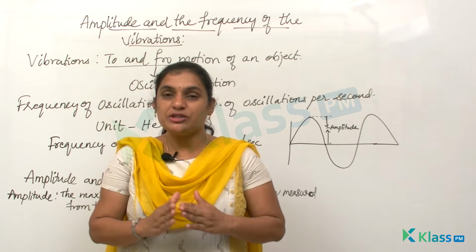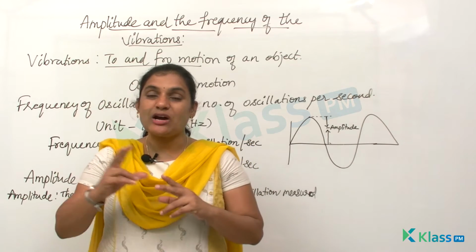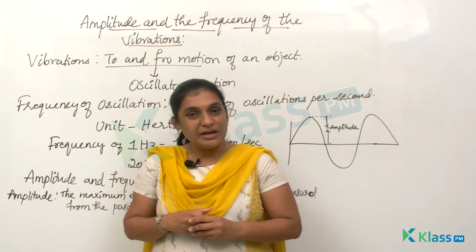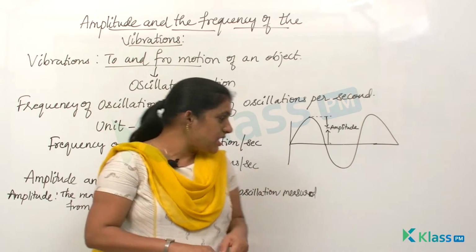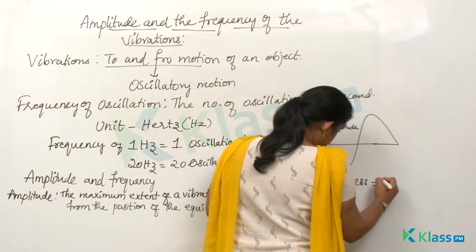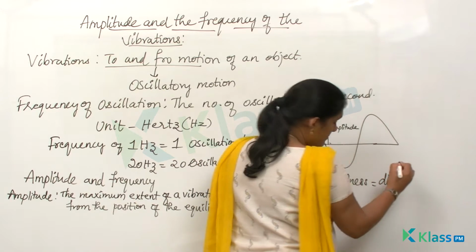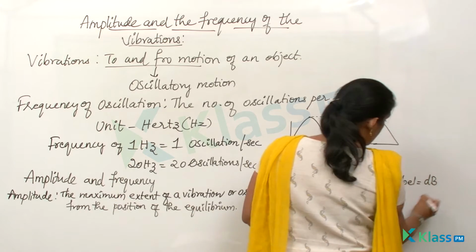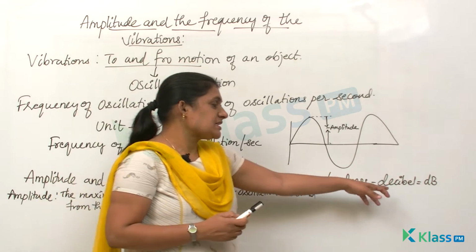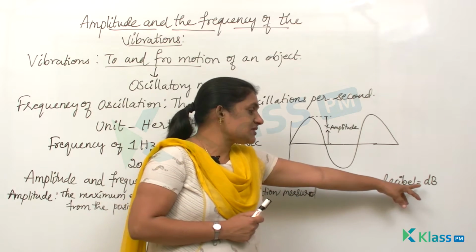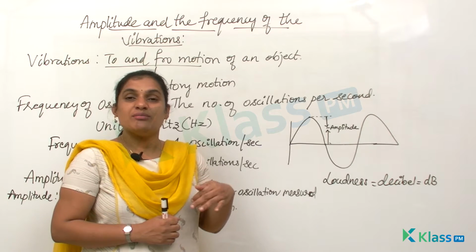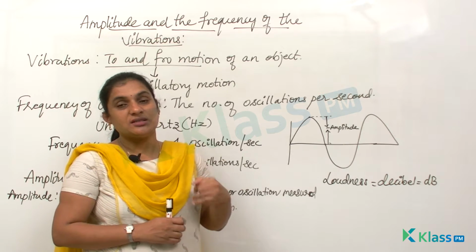So if the amplitude of the sound becomes twice, then the loudness will become 4 times. That means it will increase 4 times. And do you know what this loudness is expressed in? Yes, the loudness of the sound is expressed in decibels, indicated by dB. So when the amplitude is twice, the loudness increases 4 times.